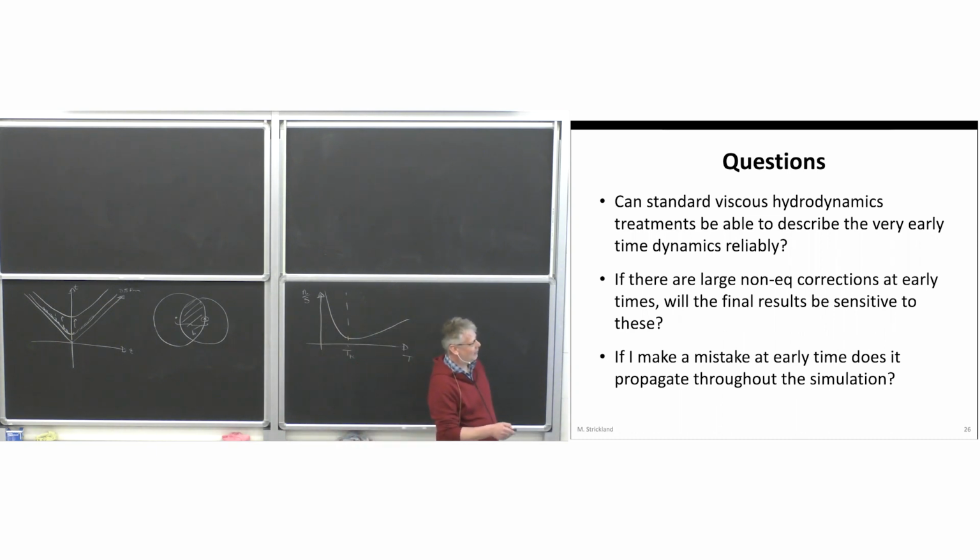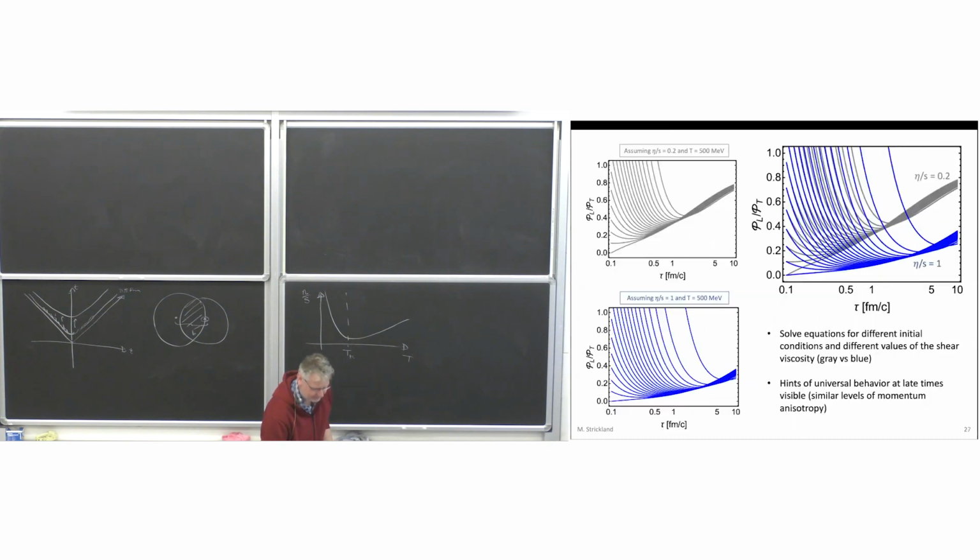And if there are these large non-equilibrium corrections at early times, will the final results be sensitive to them? So does it depend on the initial condition? Because I don't stay in thermal equilibrium all the time. Will there be large dependence on the initial conditions? And finally, just from a numerical point of view, if I make a mistake at early times, does it propagate through the whole simulation and destroy everything at late times? These are the questions that we were and still are interested in.